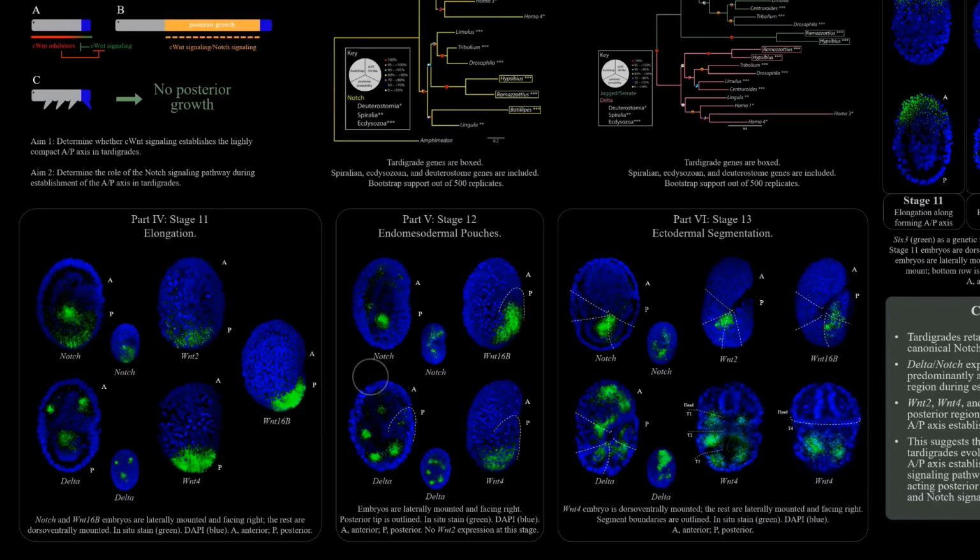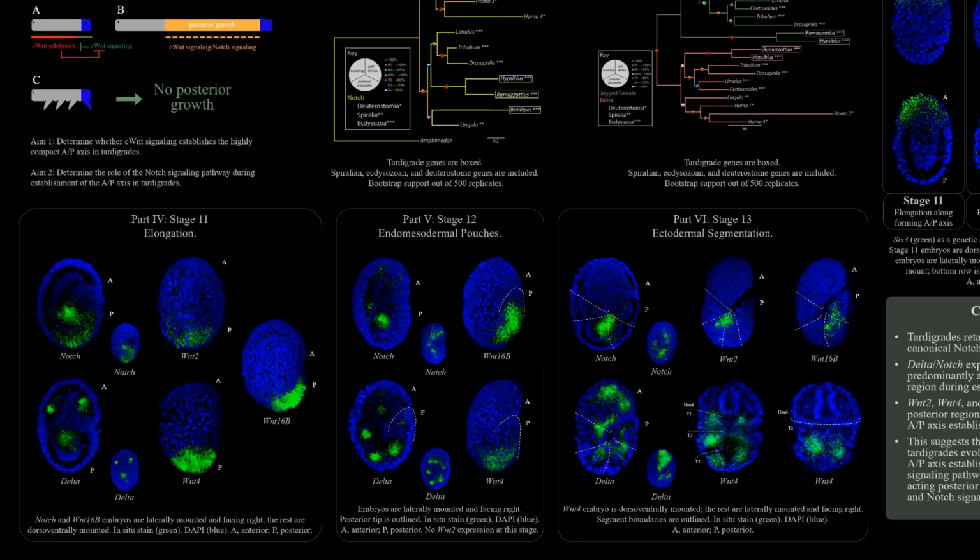Down here, I show the expression pattern of key genes during these 3 stages. Notch and delta genes are expressed in endomesodermal domains through stage 11 and stage 12. At stage 13, delta expression can be seen highly expressed in the head region and also in each trunk segment, possibly specifying central nervous system.